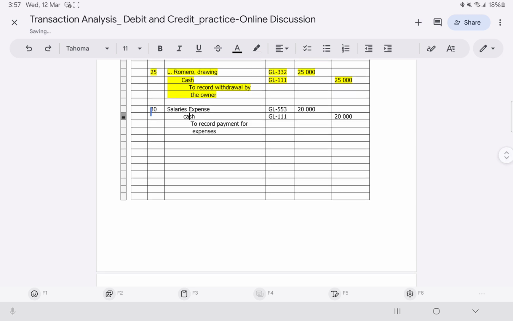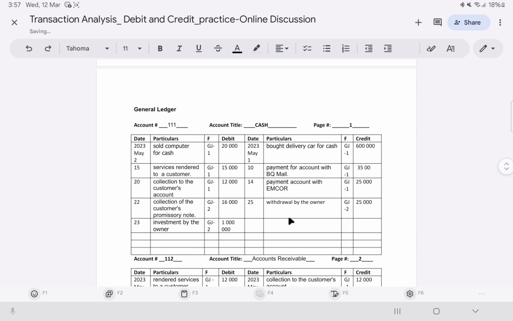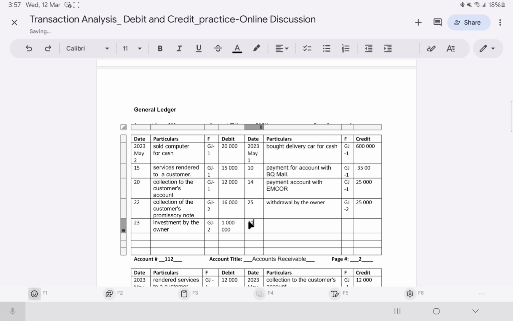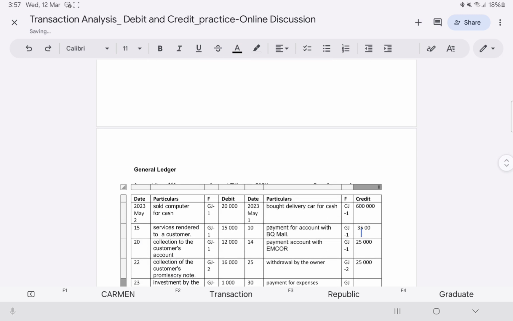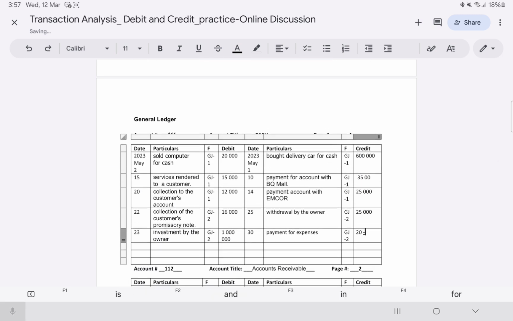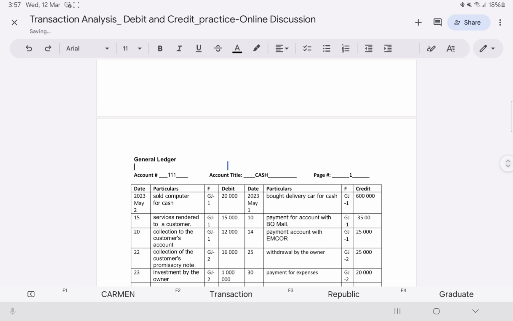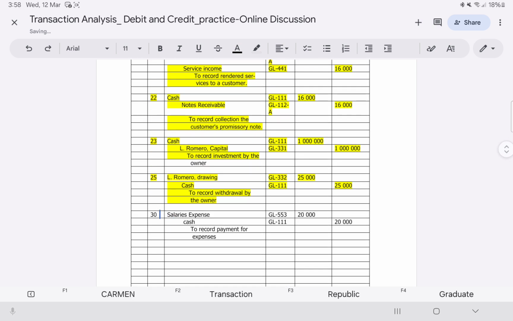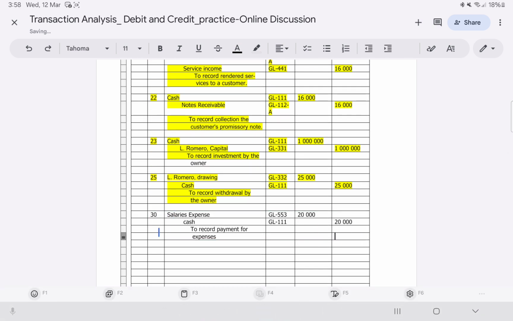So same date, May 30. Credit cash May 30. Payment for expenses. Okay, JJ page 2. And how much is the amount? 20,000. 20,000. Okay. So we are done recording all the transactions.